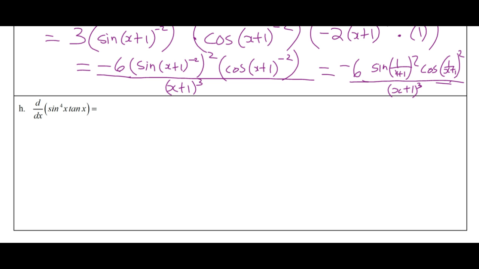Derivative of sine to the 4th x tan x. Okay, so which rule? The product. And then, within, to do sine to the 4th x, you're going to use chain. Yeah. Yep.